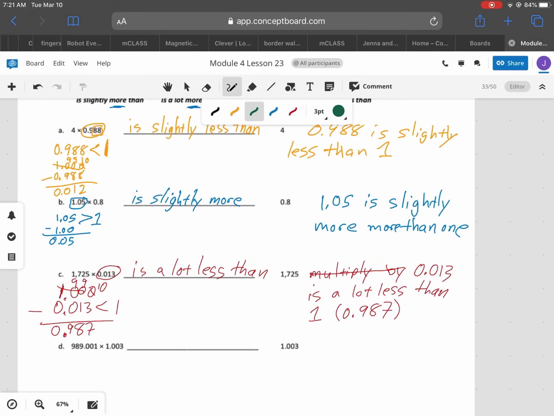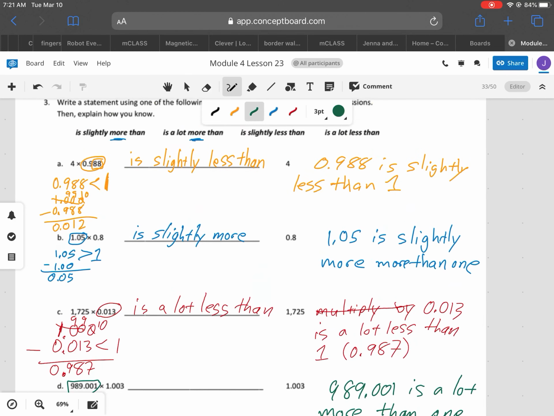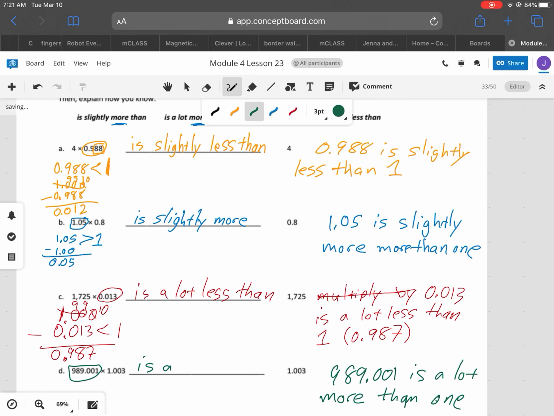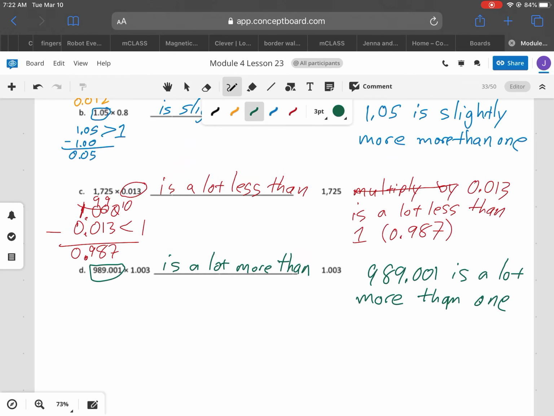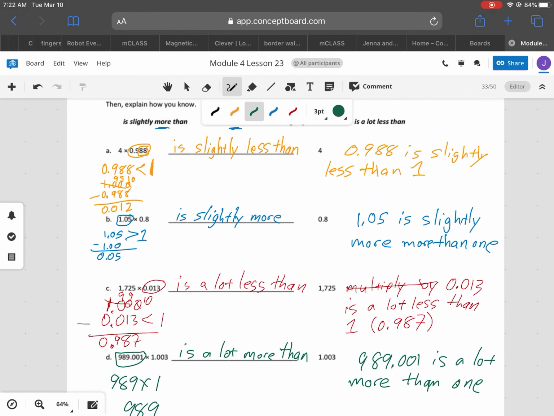So again, we have another one here. If you look at this one, this is our scaling factor, and that is way more. 989 and 1 thousandth is a lot more than 1. So we're going to choose is a lot more than. Okay? Just think about it. If we multiply 989 times 1, we'll get 989, which is a lot more than 1 and 3 thousandths.